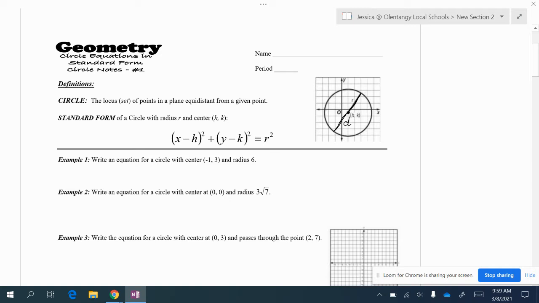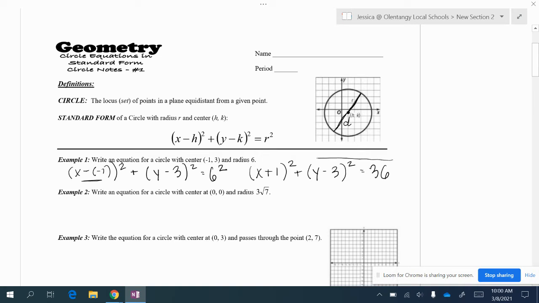So example 1, write an equation for a circle with a center (-1, 3) and a radius 6. So if we use our same equation from above, x minus -1 squared plus y minus 3 squared is equal to 6 squared. Now we have to simplify this, so that becomes x plus 1 squared plus y minus 3 squared, and then 6 squared is 36.